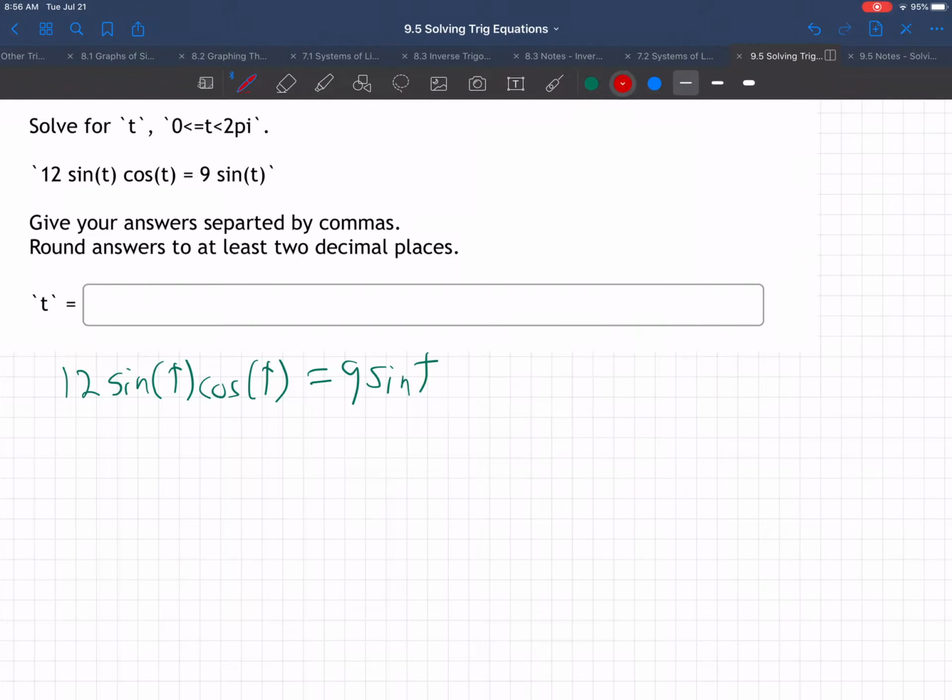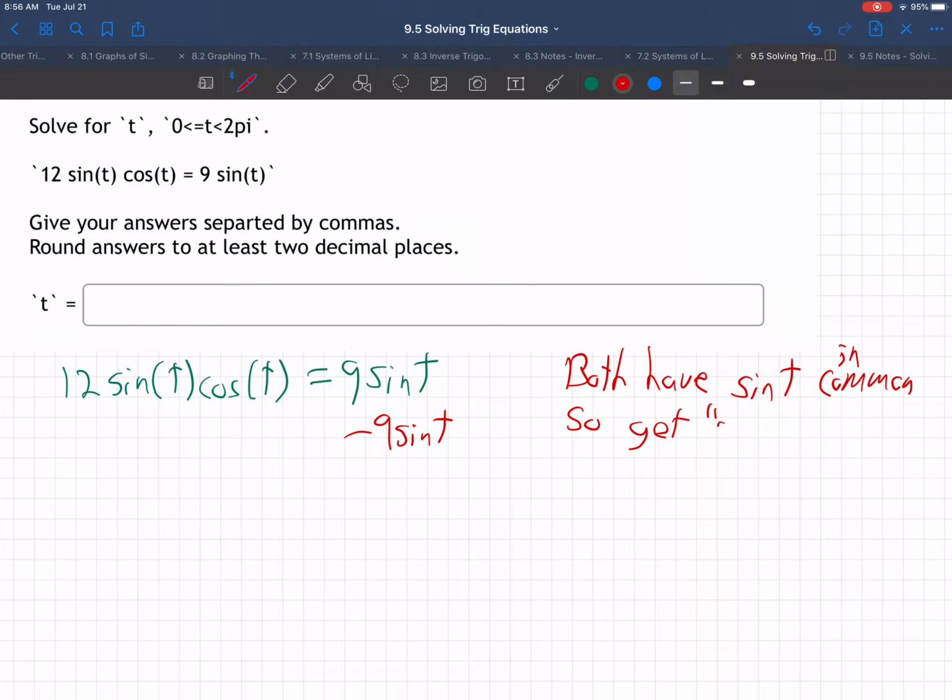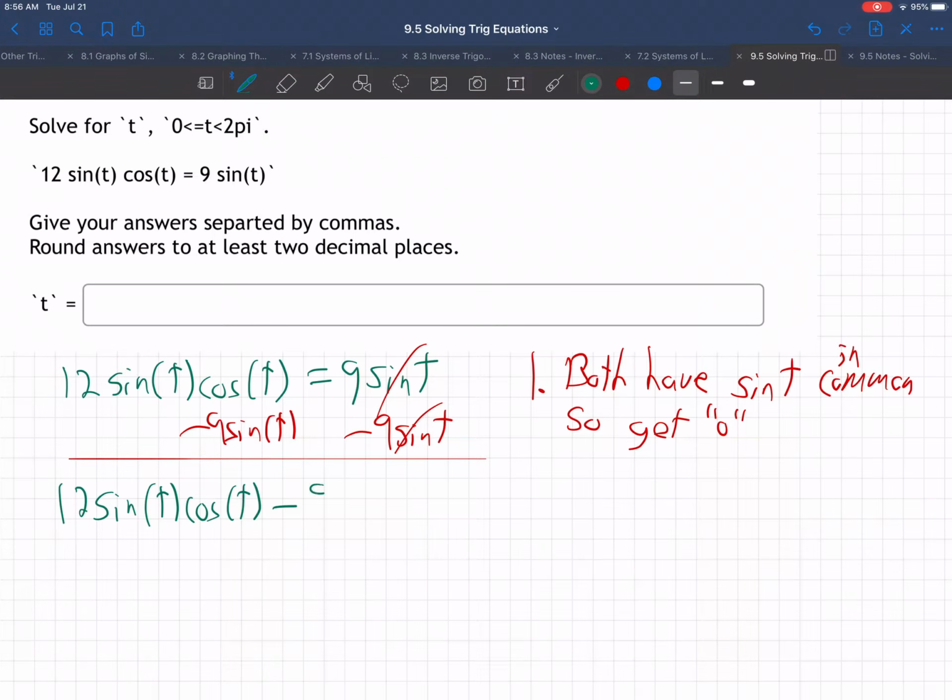Okay, so step 1, subtract that 9. So we'll say they both have sine t in common. So step 1, get a 0. So subtract 9 sine t from both sides. Boom, and we get down to here. Let's see, here we got 12 sine t cos t minus 9 sine t equals 0.